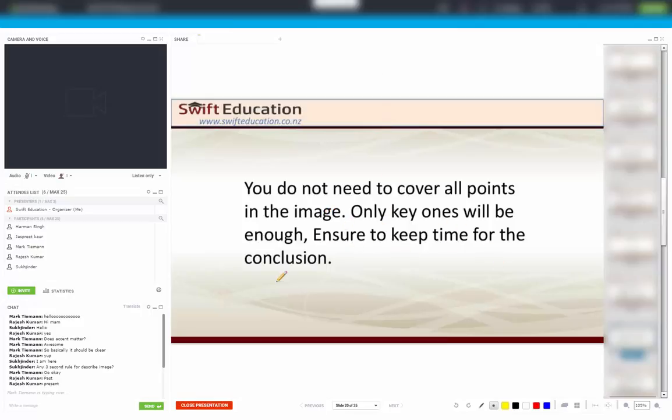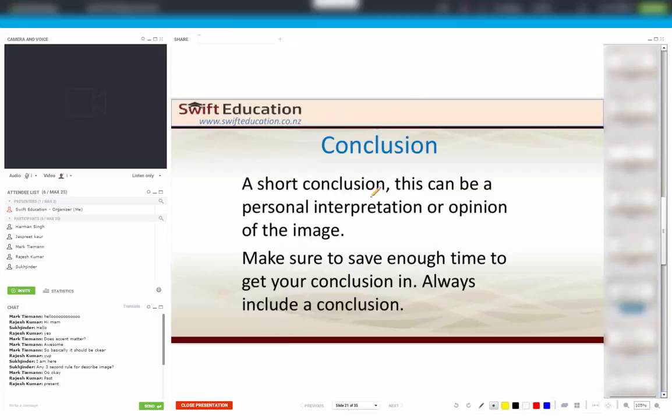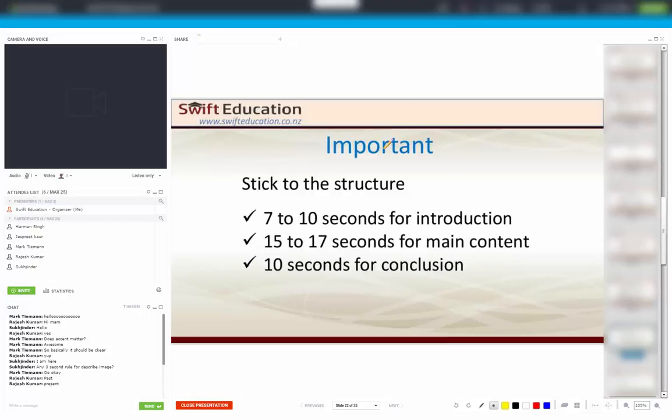Ensure to keep time for the conclusion, because you need to remember that you only need to speak for 40 seconds, not more than that. Right, so a short conclusion. This can be a personal interpretation or opinion of the image. Make sure to save enough time to get your conclusion in. Always include a conclusion. That is really important.